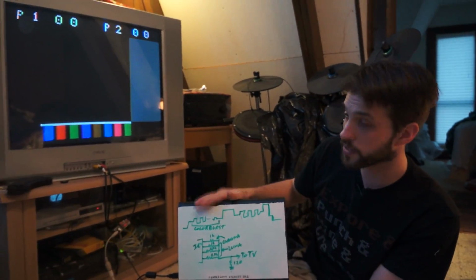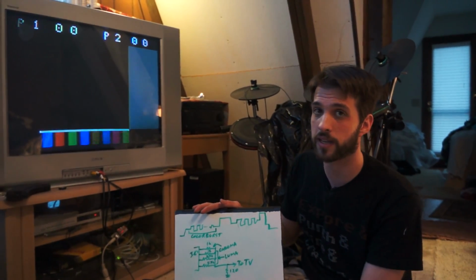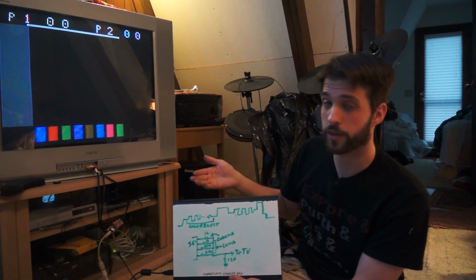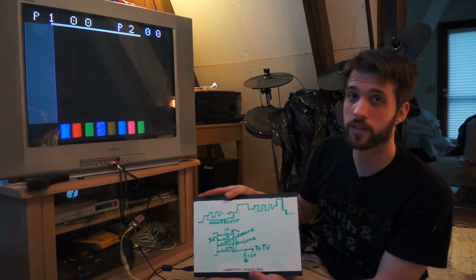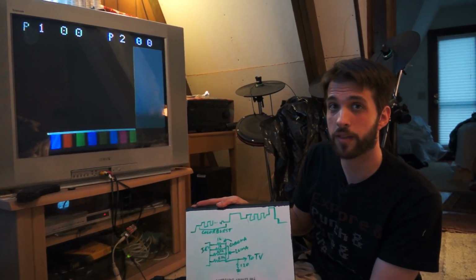So this is an interesting way to get around needing to have one of those analog devices in order to generate your chroma signal simply by using a GPIO. I thought it was kind of fun.